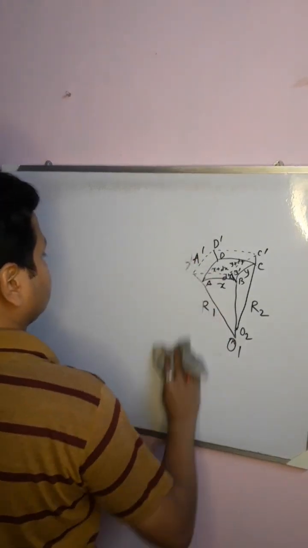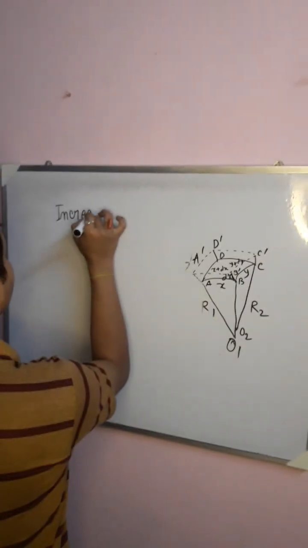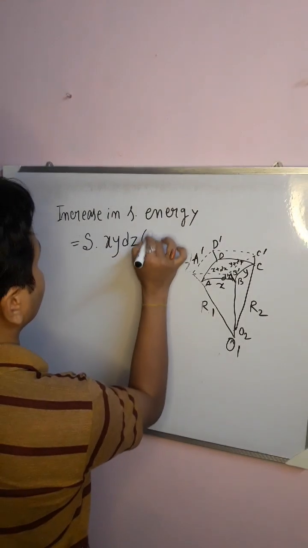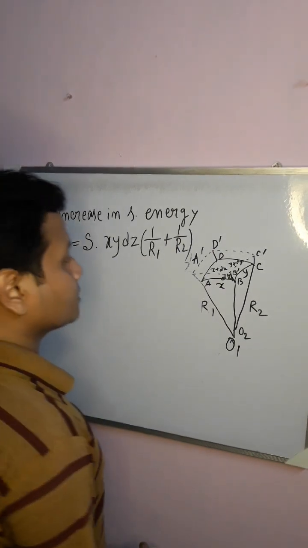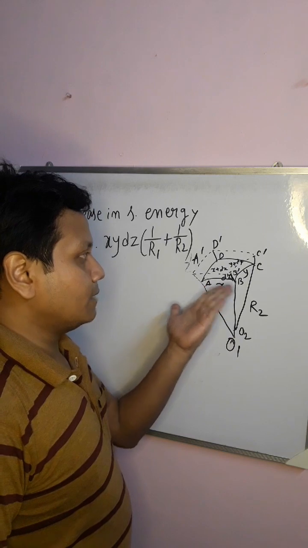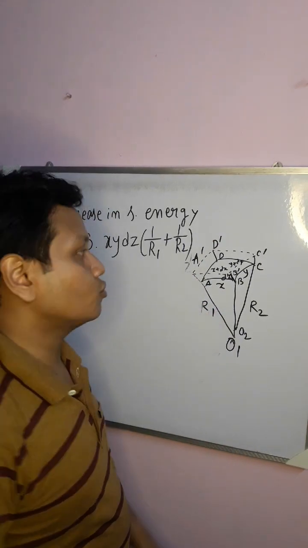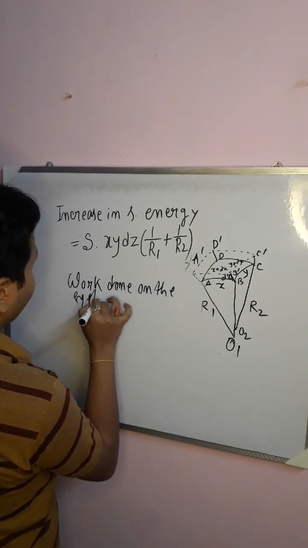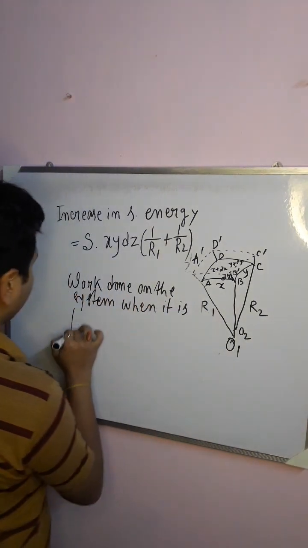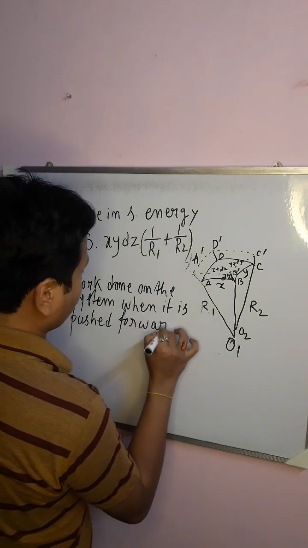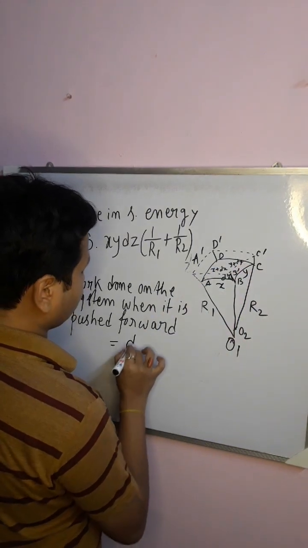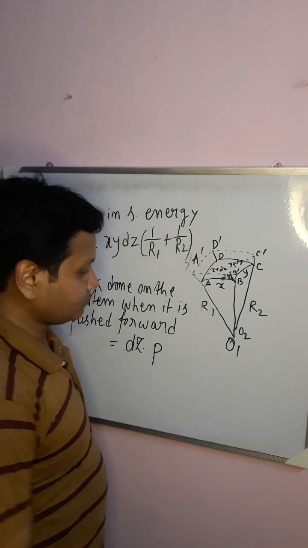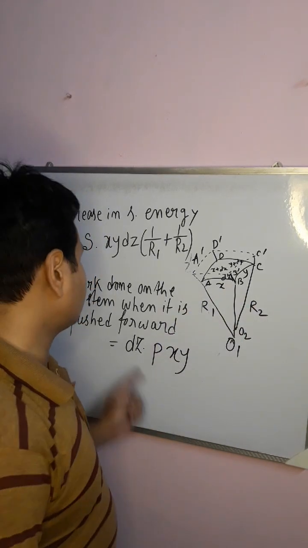Increase in surface energy means surface tension multiplied by the increase in surface area, as we discussed earlier. So this is the expression of surface energy. Now when due to excess pressure ABCD is pushed forward, that means some work is done on the system. What will be the work done on the system when it is pushed forward? Force multiplied by displacement. Displacement is dz, and force is pressure multiplied by area. Say the excess pressure in the concave side is P, and the initial area is xy.